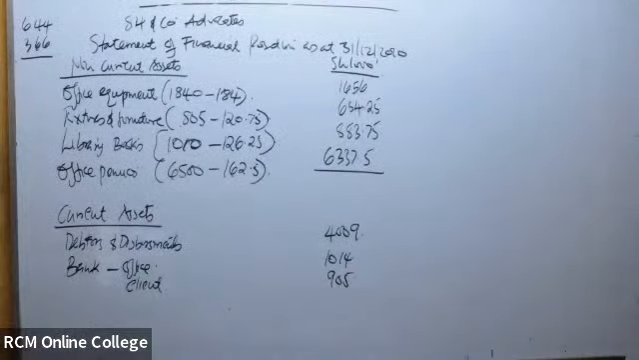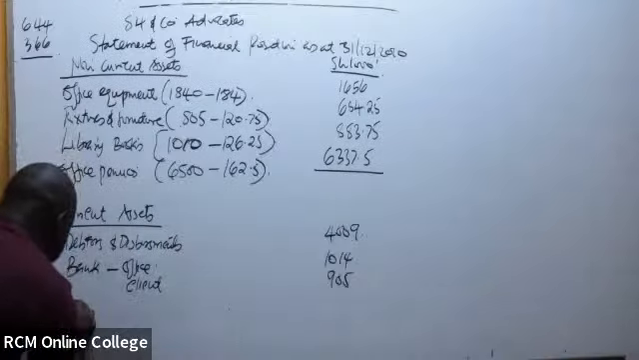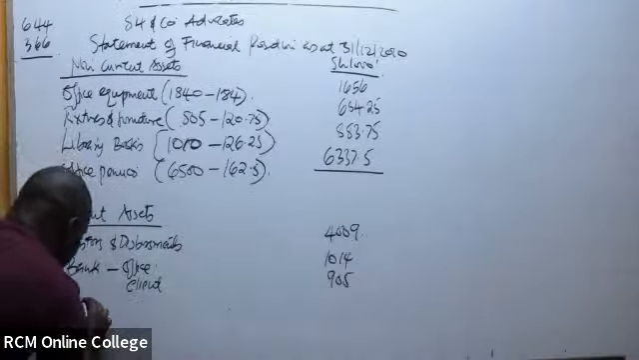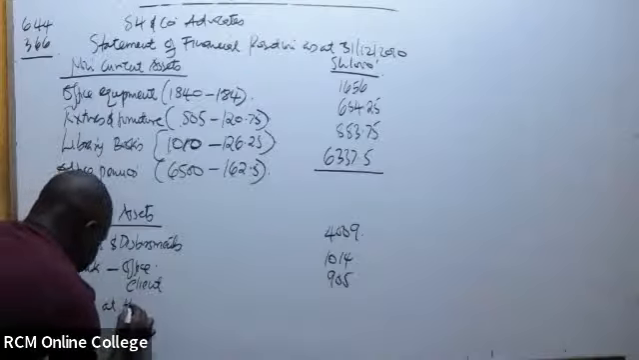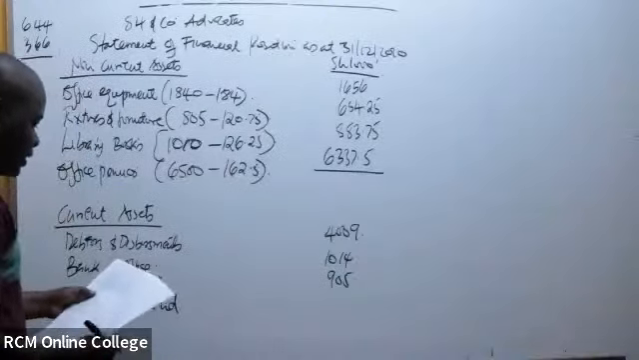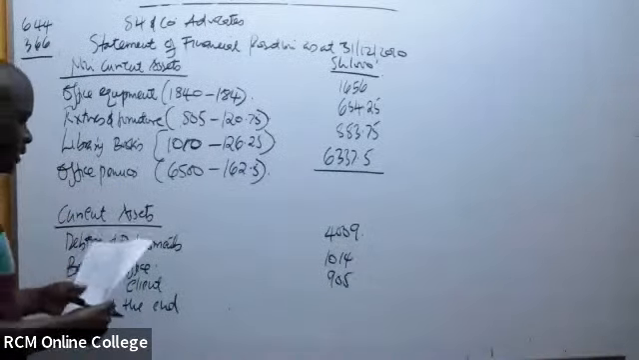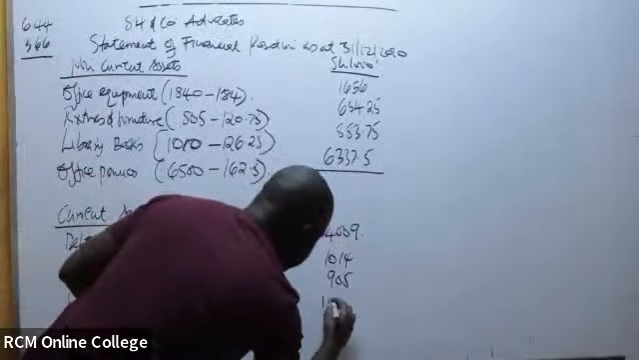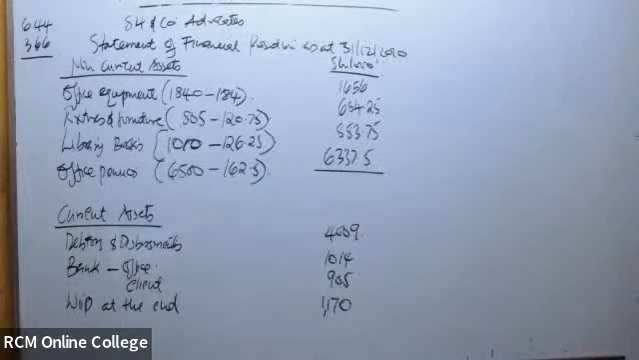Then in this case, we have also, what you need to take note, work in progress also will be a current asset. So work in progress at the end, which was a figure of 1170. I think it is 1170. So I think those will be the current assets.